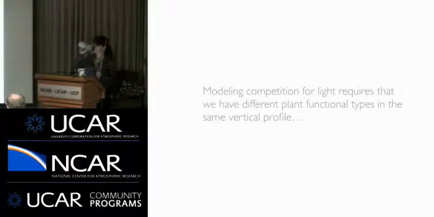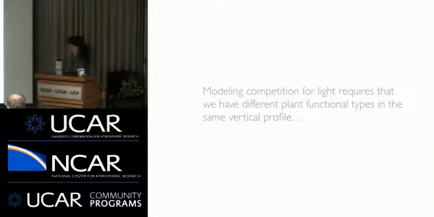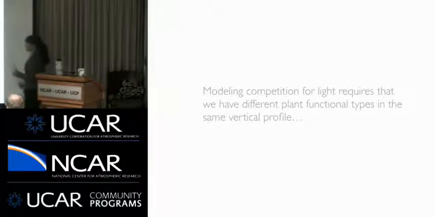So if you want to simulate this part in the middle, this growth competition part, we basically have to have competition for light resources, because in a tall forest, what's mostly happening is that trees are trying to grow bigger than each other to get more light resources. And so modelling competition for light requires that we have different plants growing in the same vertical profile. And that is harder than it sounds.